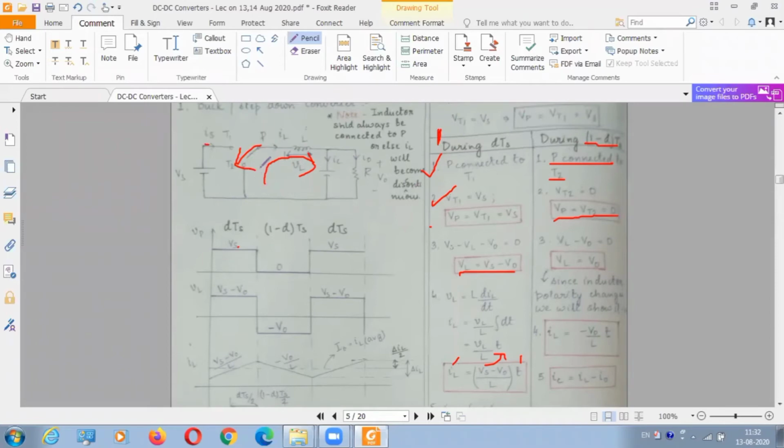Now if you apply KVL in this circuit, what you will get: VL minus V0 is equal to 0, because there is no Vs over here. So you'll get VL is equal to V0. Now V0 is again a DC voltage, so constant. VL will also be constant of magnitude V0.